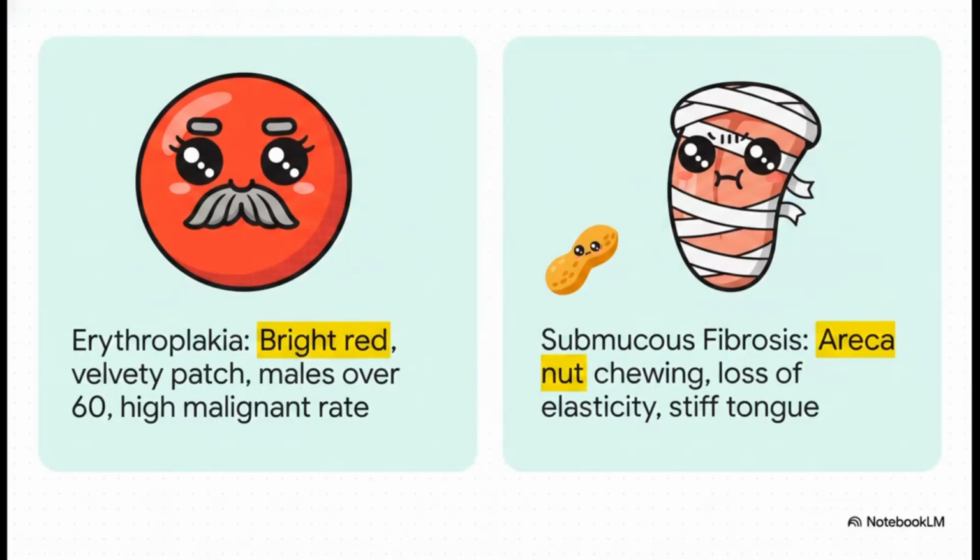Let's contrast these two because they love testing this. Erythroplakia is a bright red, velvety patch that mostly affects older males over 60. Most of these lesions are totally asymptomatic, but don't let that fool you. They carry a massive rate of malignant transformation.